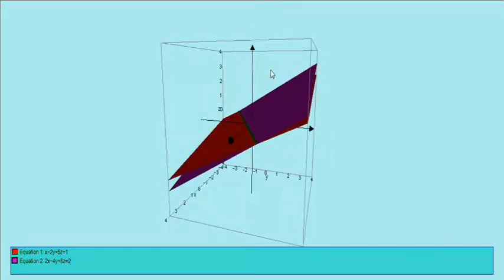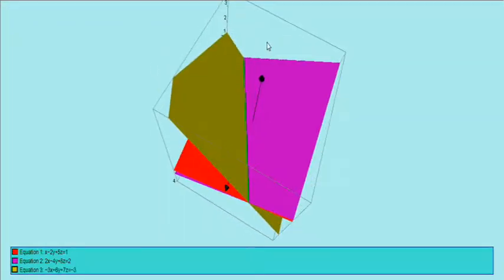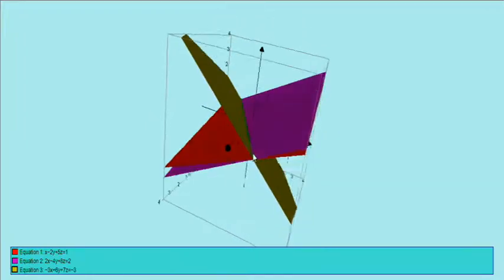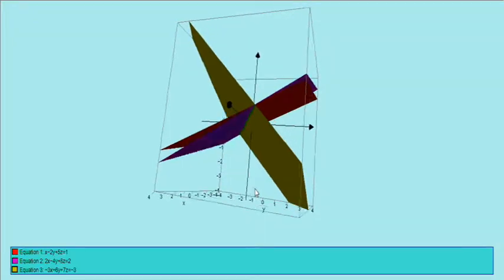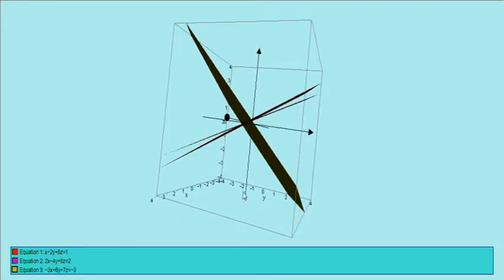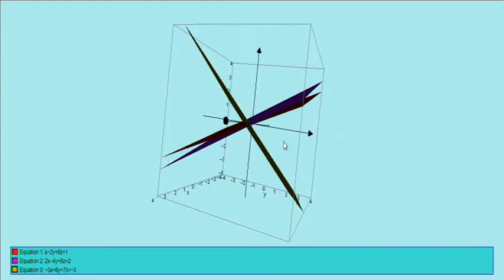Now I'll graph my third plane, which we can see intersects the other two planes at that line. So all three planes here intersect at a line and therefore have infinite solutions.